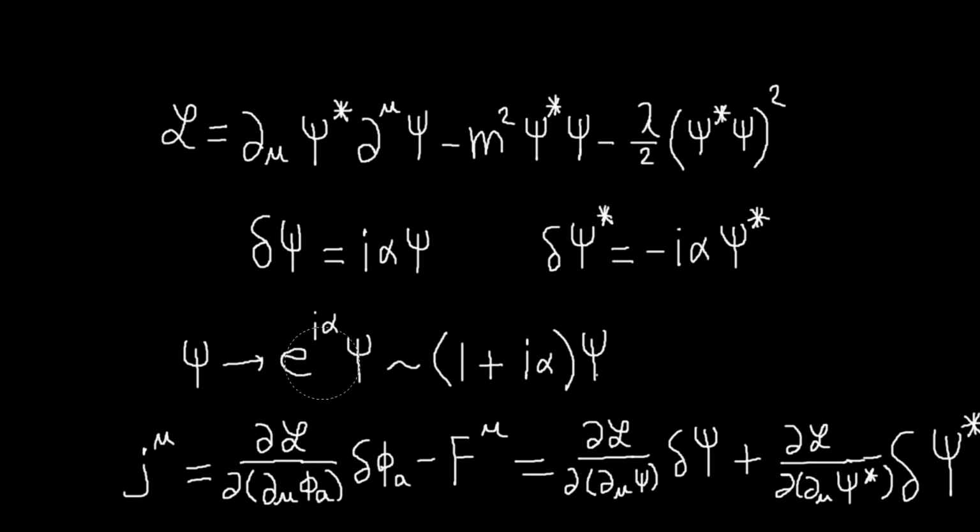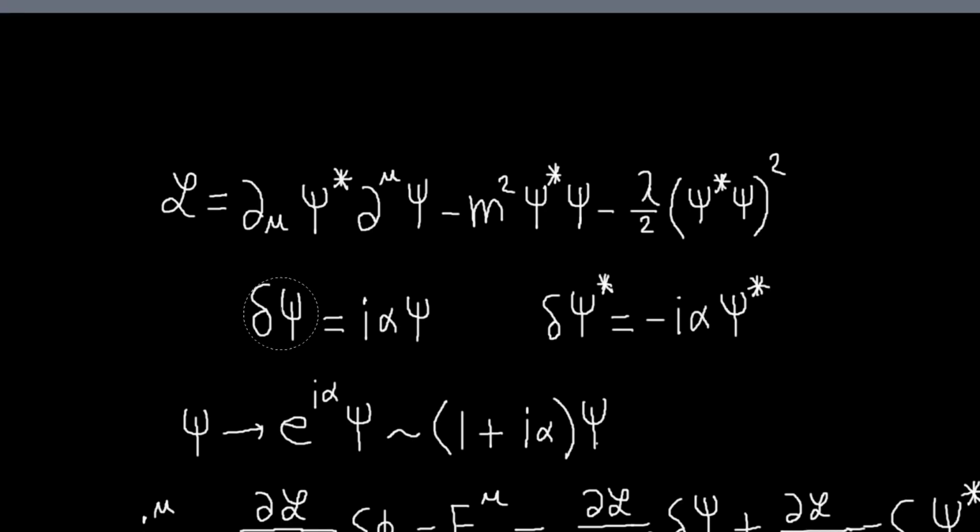So it's pretty obvious that this Lagrangian is invariant under this transformation because we always have a psi star and a psi. So we'll always have an e to the i alpha. If we plug this in here, we'll always have an e to the i alpha times an e to the minus i alpha, which is 1. So it's completely invariant under this kind of transformation.